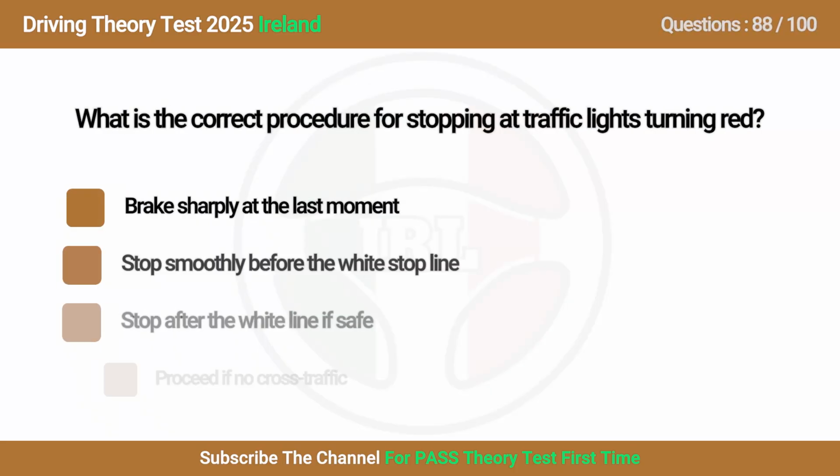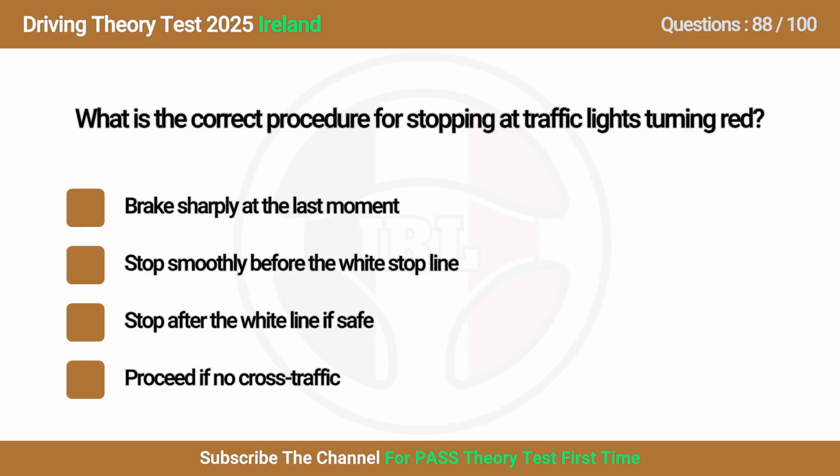Question 88. What is the correct procedure for stopping at traffic lights turning red? A. Brake sharply at the last moment. B. Stop smoothly before the white stop line. C. Stop after the white line if safe. D. Proceed if no.